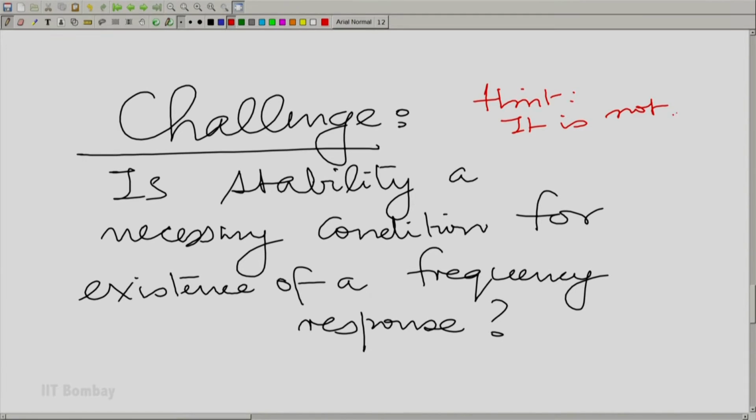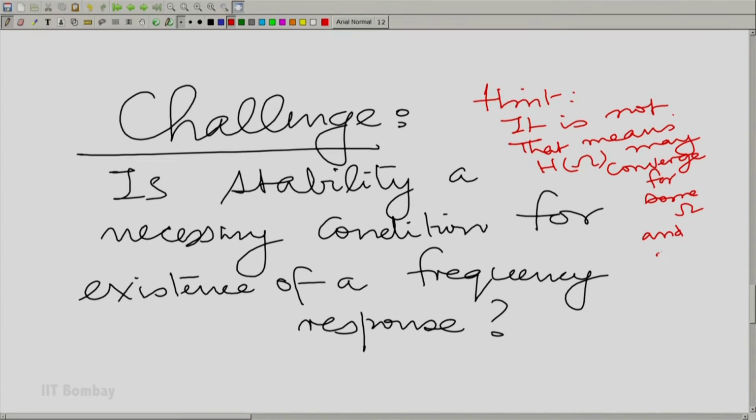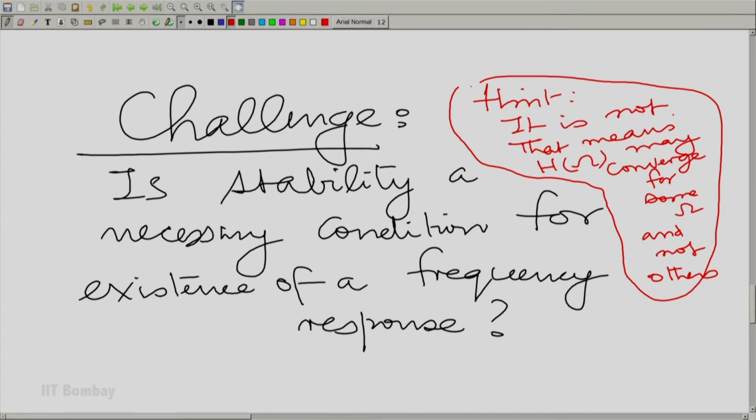In fact, I will give you a hint. It is not. That means the integral may converge. So, it is very interesting. Later on, we will see that even certain, not all, unstable linear shift invariant systems may still have a frequency response. There are a few linear shift invariant systems which are unstable, but which still do have a frequency response. That is interesting.